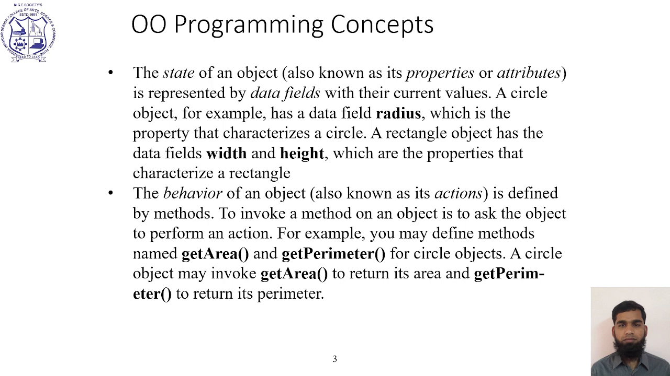The behavior of an object, also known as its actions, is defined by methods. To invoke a method on an object is to ask the object to perform an action. For example, you may define methods named getArea and getPerimeter for circle objects. A circle object may invoke getArea to return its area and getPerimeter to return its perimeter. These all are the methods. We can also call it a function, action, or method; properties, attributes, variable, or field, whatever we can say.